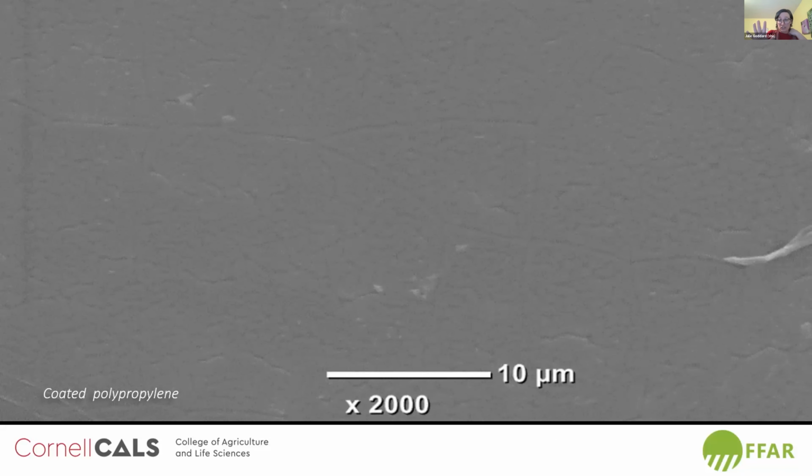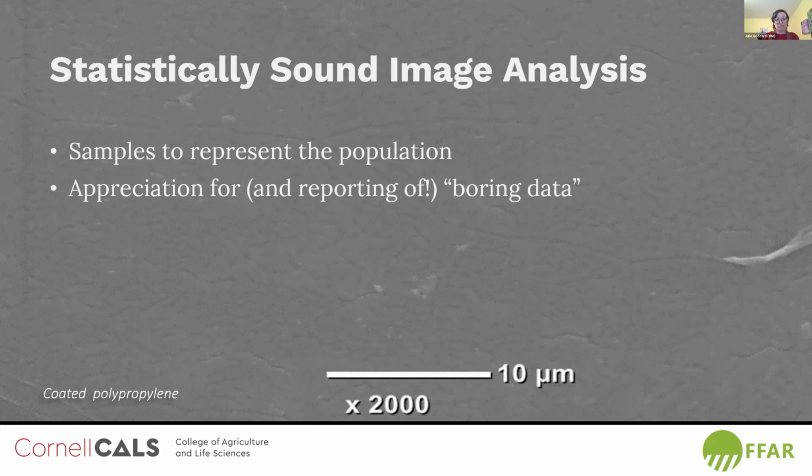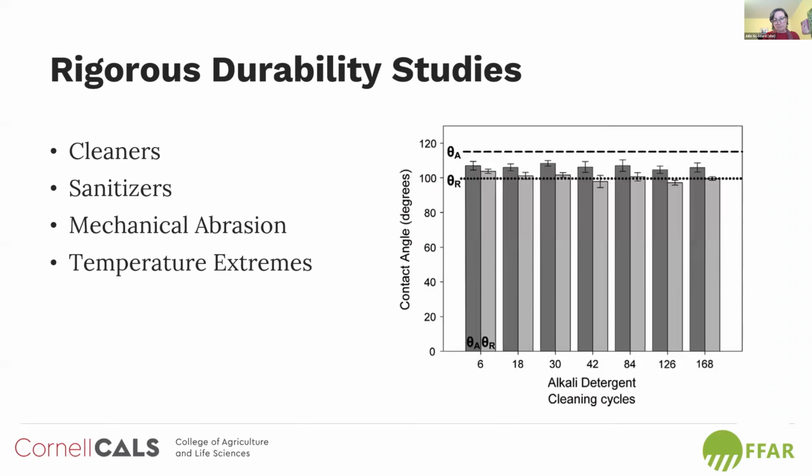I've shown you some exciting micrographs, and they're fun to look at. This is a boring one, but it's actually really important because we want to see a uniform coating. And it highlights the importance of another application-driven science point, right? Statistically sound image analysis, making sure we're using samples that represent the population, appreciating and reporting what is seemingly boring data, but is absolutely essential to know if a particular intervention might be appropriate in a given application.